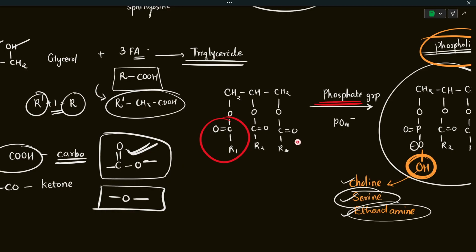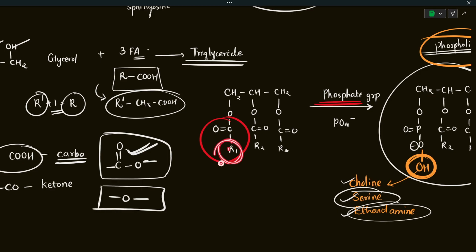But on the contrary, the archaebacteria, they have ether linkage. So this is the ester linkage and this is the ether linkage. So instead of ester linkage, the archaebacteria have an ether bond between the glycerol and fatty acids. And they also have branched fatty acids. So we do not have branched fatty acids in our molecules.